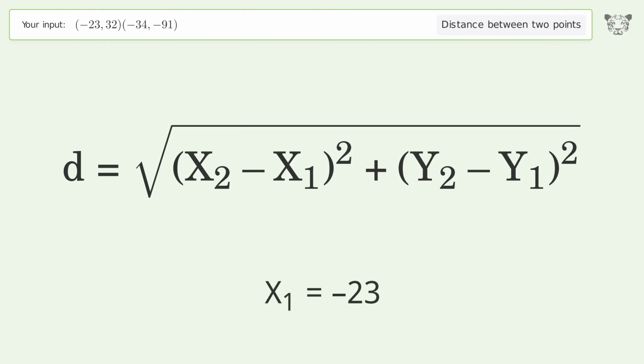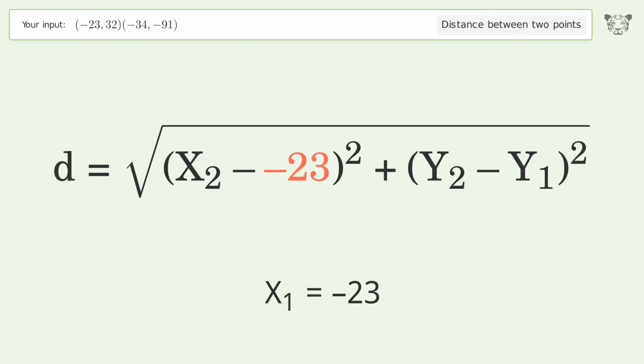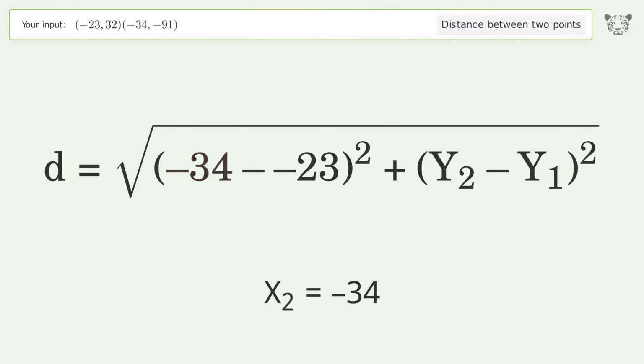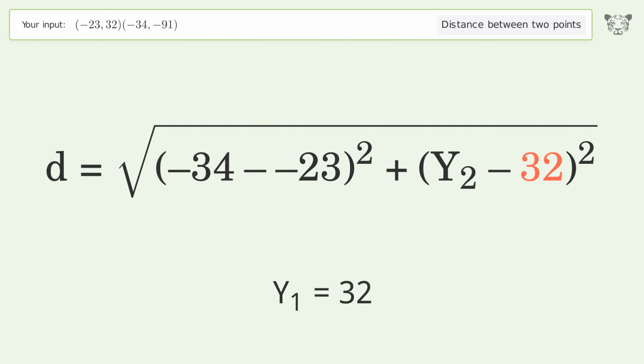x1 equals -23. x2 equals -34. y1 equals 32. y2 equals -91.